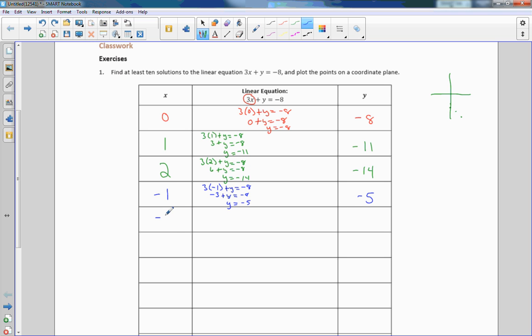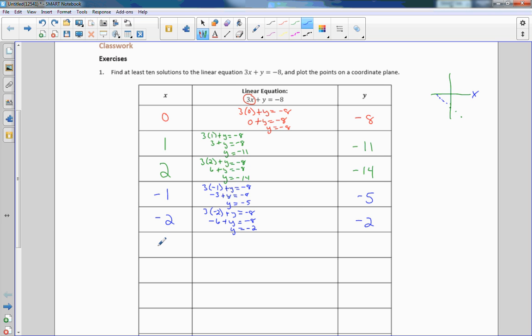I'm going to continue to the left on the x-axis. I'm going to choose negative 2. So 3 times negative 2 plus y equals negative 8. 3 times negative 2 is negative 6 plus y equals negative 8. And add 6 to both sides, and y would be negative 2. So I still haven't gotten up to the x-axis here. I'm working my way this direction, but I need to keep going.